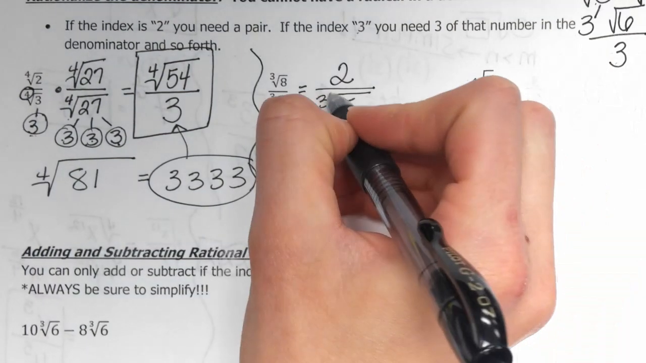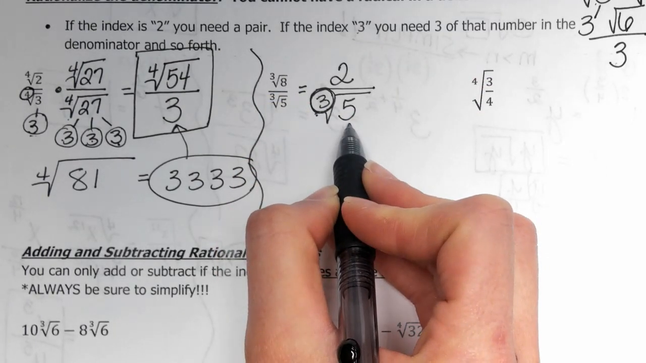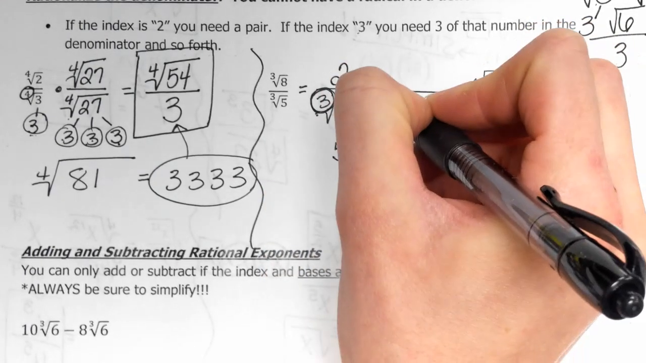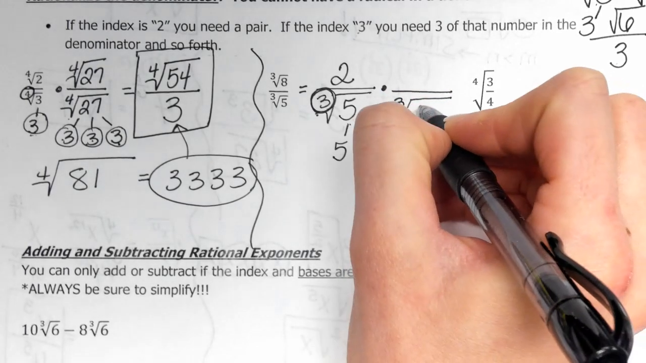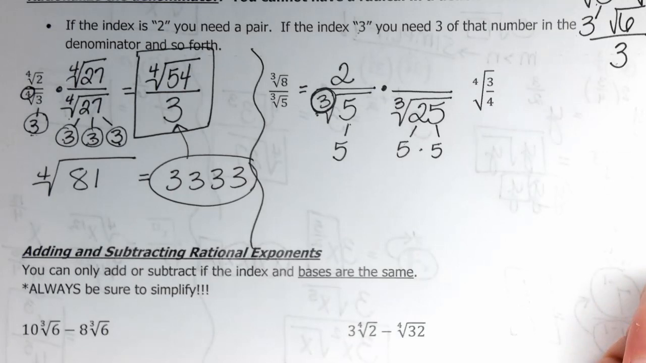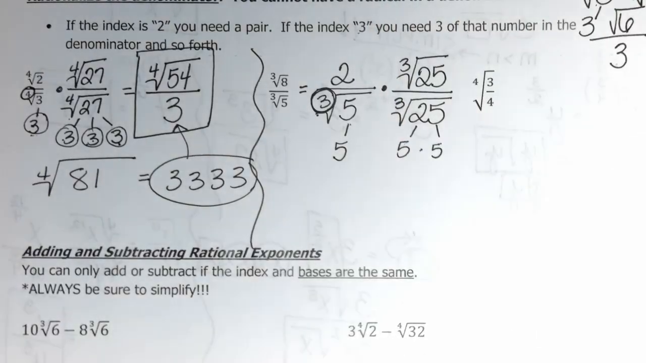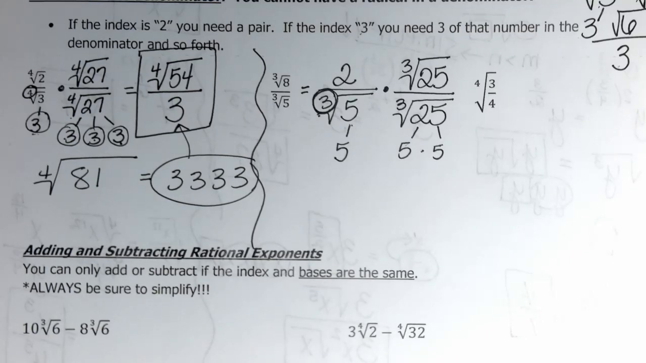Okay, so here, my index tells me how many I need. I need 3 of this number. I need 3 5s. I have 1 of them. How many more do I need? 2. So 5 times 5 is 25. So I'm rationalizing by the cube root of 25. If all I did was rationalize by the cube root of 5, then I would only have 2, but I need 3. That's why you can't just multiply it by itself. Okay? Are y'all following that?